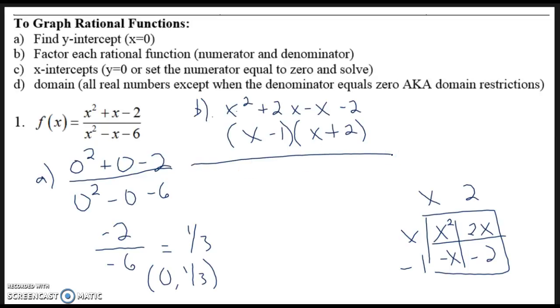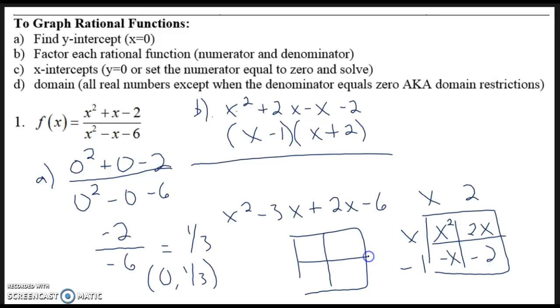For my denominator, I've got x squared minus x minus 6. To multiply to negative 6 and add to negative 1, that's going to have to be 3 and 2, and the 3 is going to have to be negative. So my pants part would be x squared minus 3x plus 2x minus 6. So if I box it out real quick, x squared, negative 3x, 2x, negative 6, x, negative 3, x, 2.